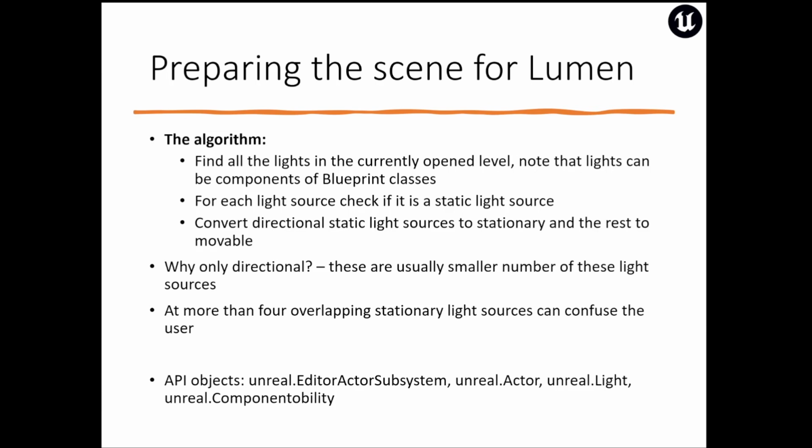Why only directional? Because there are usually a smaller number of these light sources. If we convert all the light sources to stationary, we can find that light sources can overlap with the attenuation, and if we have more than 4 light sources overlapping, then they will be visualized as disabled. And even though in Lumen it's not an issue, it still can confuse users, and we don't want confused users. That's why I'm going to convert only directional light sources to stationary, and all the rest will be movable.